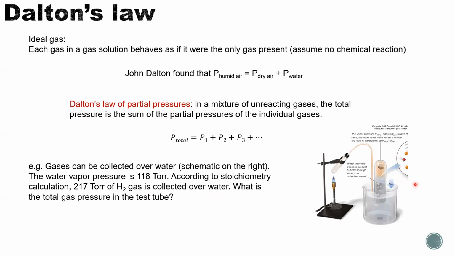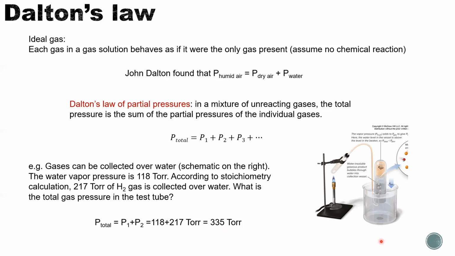For this question, since the gas is collected over water, inevitably there is moisture, right? Water pressure here. In other words, the gas we collected is wet. So the total pressure should equal the partial pressure of each individual type of gas. One type is water here, 118. The other type is hydrogen, 217. So you add these two up, the pressure in the tube is 315 torr. Okay.